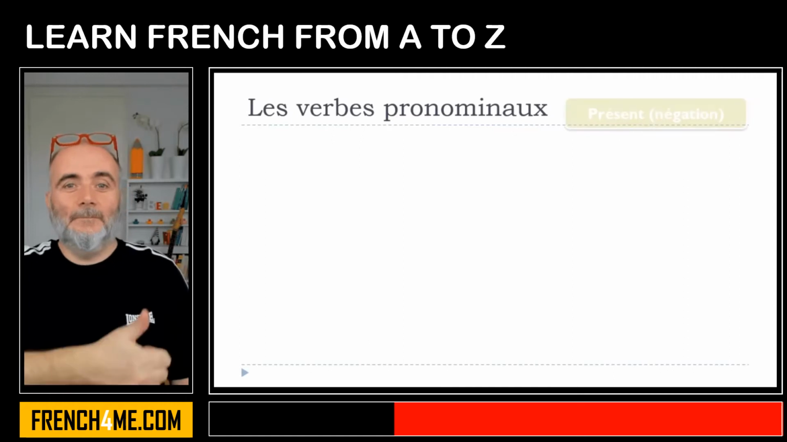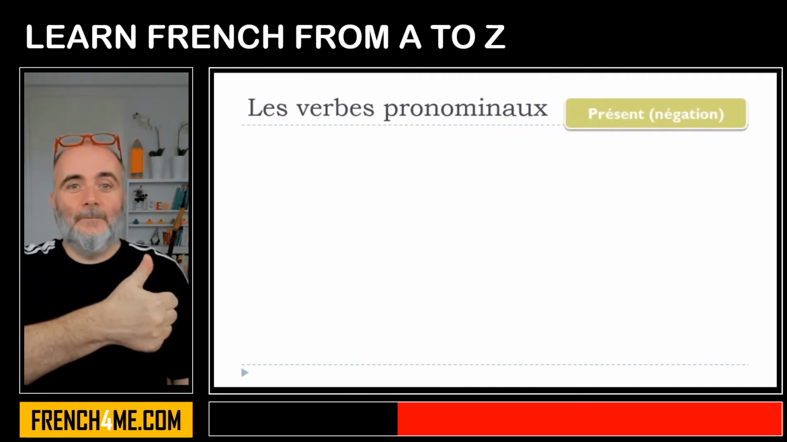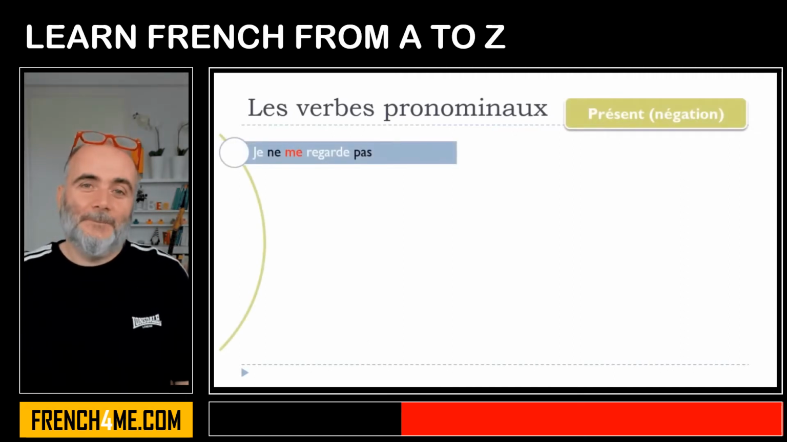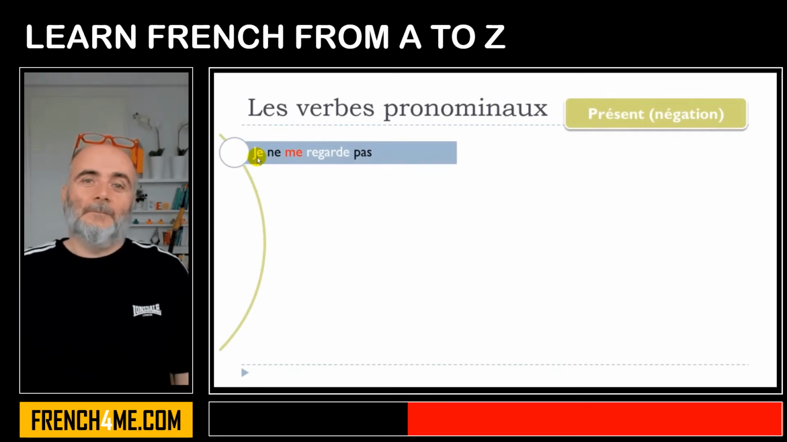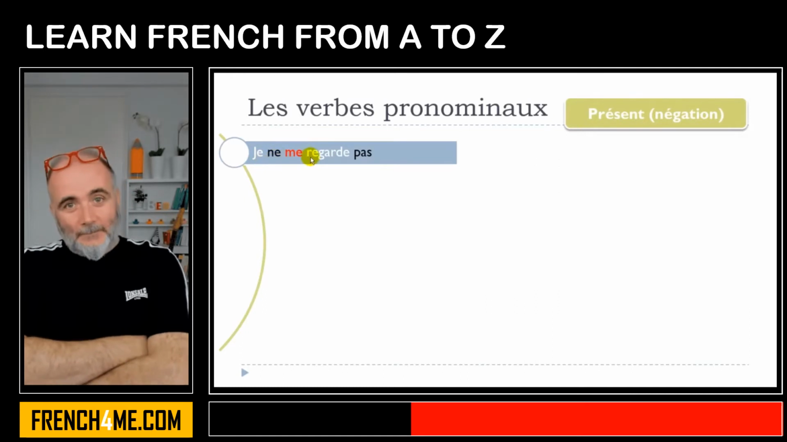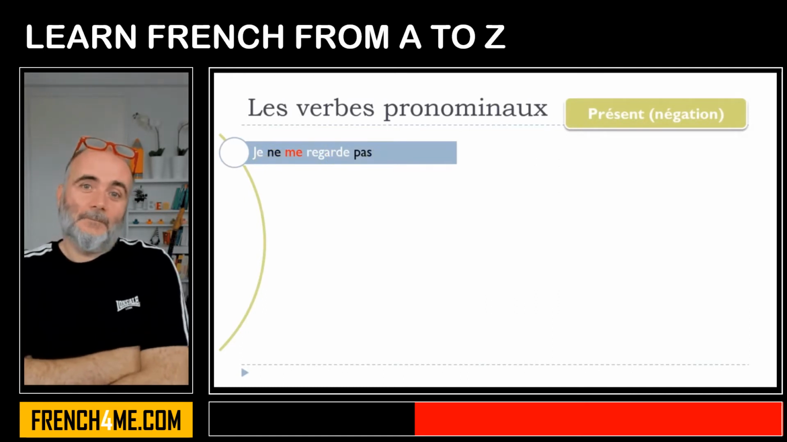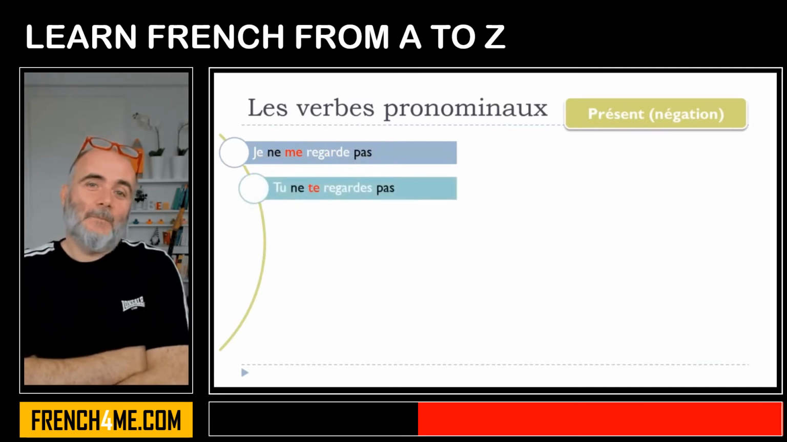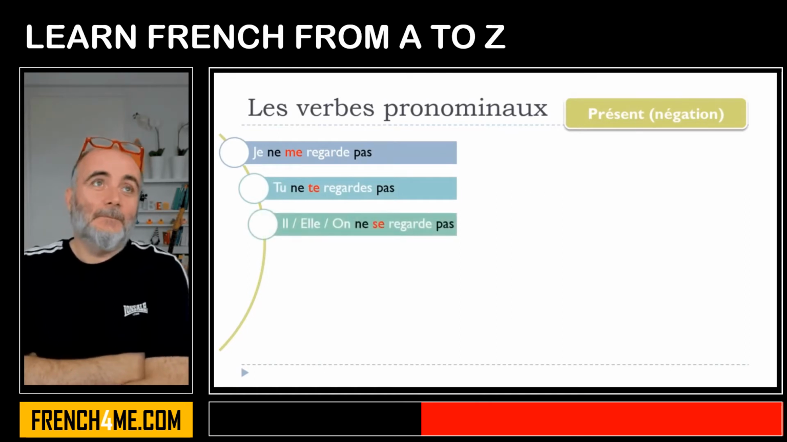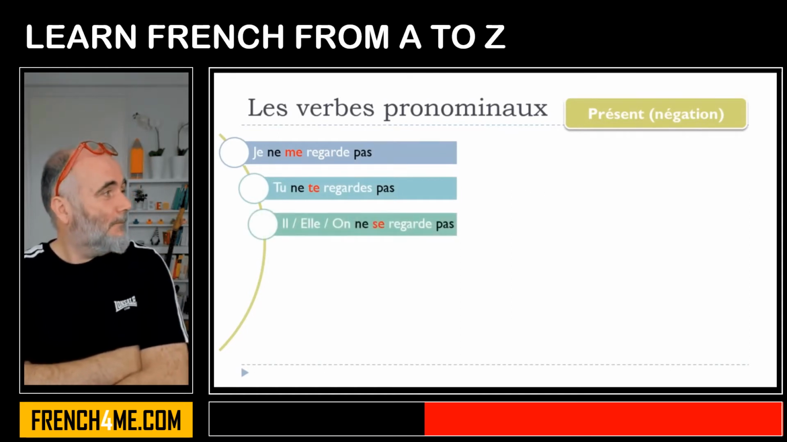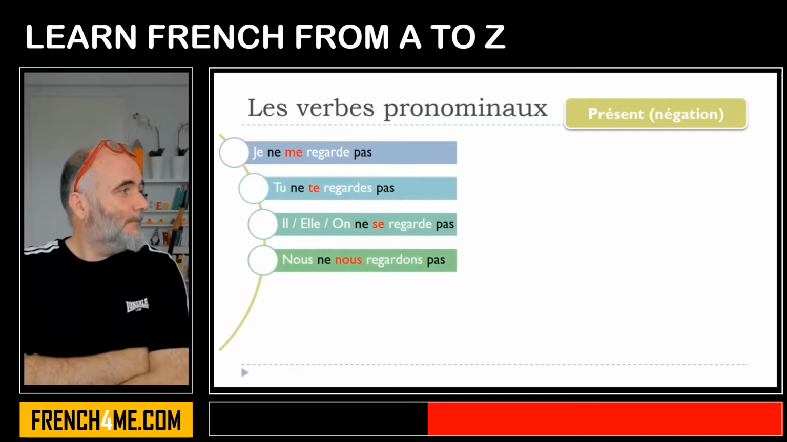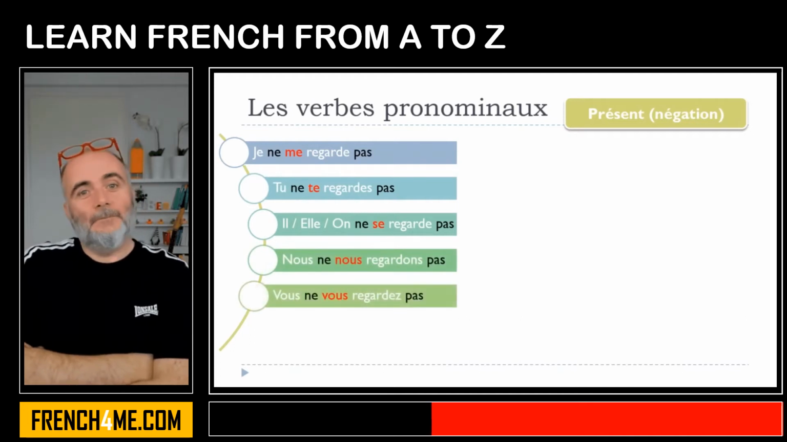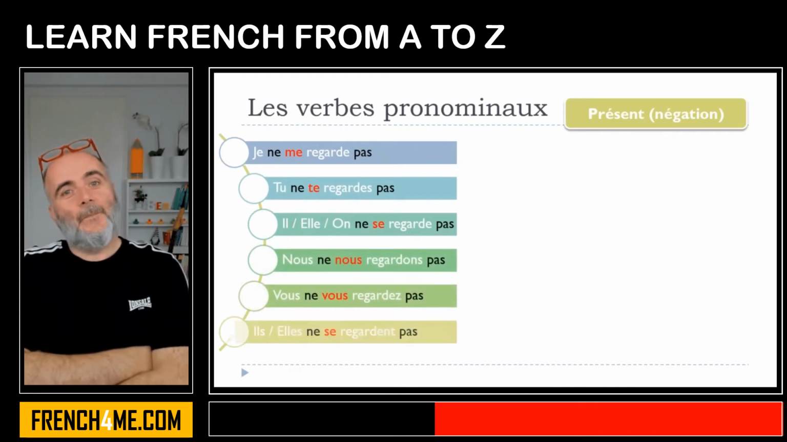Okay, so let's have a look now. We'll keep the present for the negative form. Normally the official way would be to put it that way. Je ne me regarde pas. Tu ne te regardes pas. Il, elle, on ne se regarde pas. Nous ne nous regardons pas. Vous ne vous regardez pas. Ils, elles ne se regardent pas.